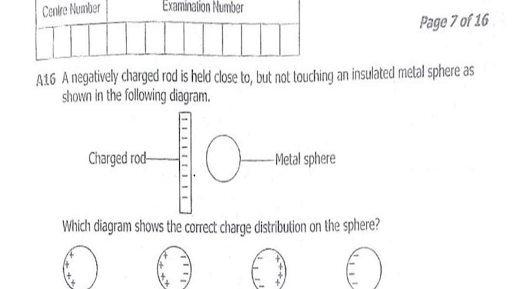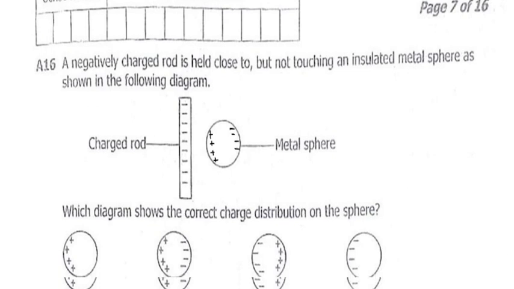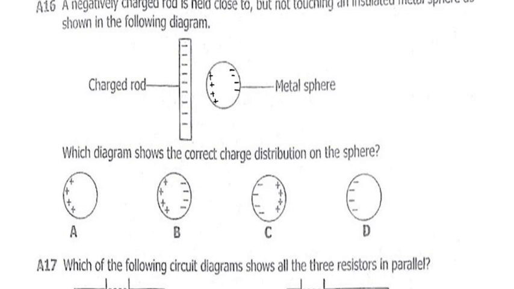Now what will happen here is that when a negatively charged rod is introduced, all the positives inside this sphere will come and align themselves near the negative. It will attract the positives, then it will repel the negatives on the other hand. So we're supposed to look for a diagram that is similar to the one we've just shown, and the diagram that is similar is diagram B. So B is the answer for question 16.